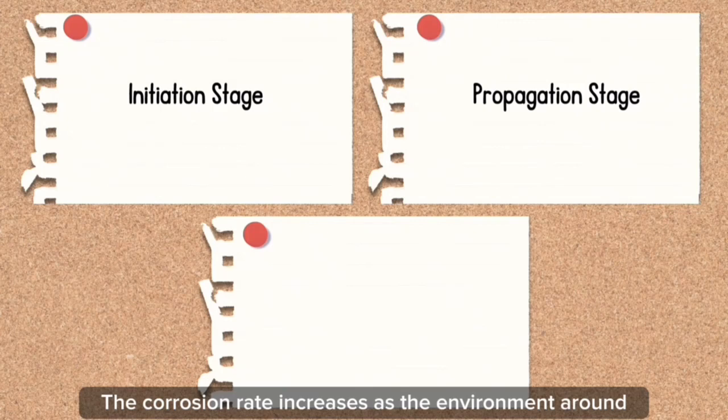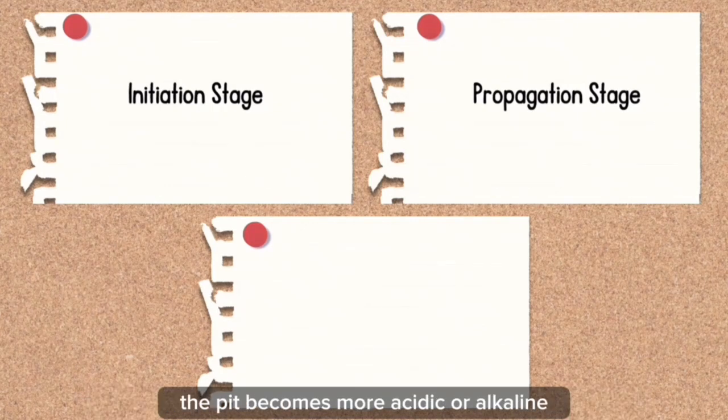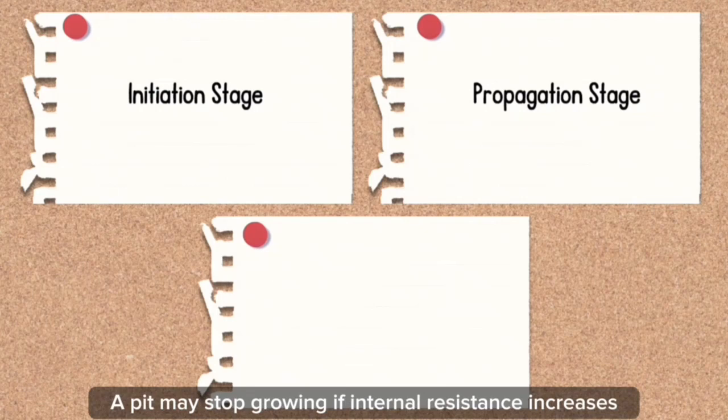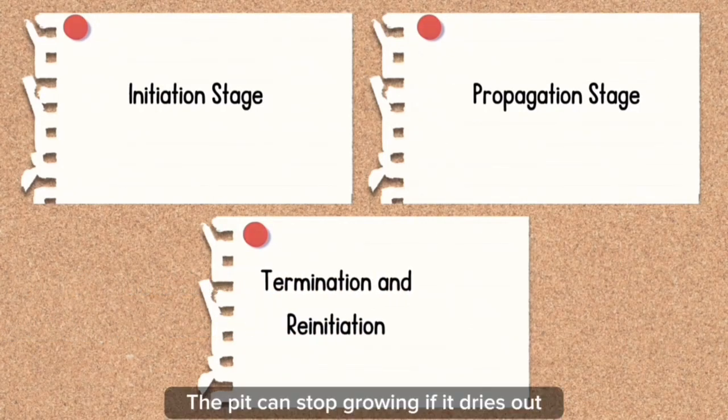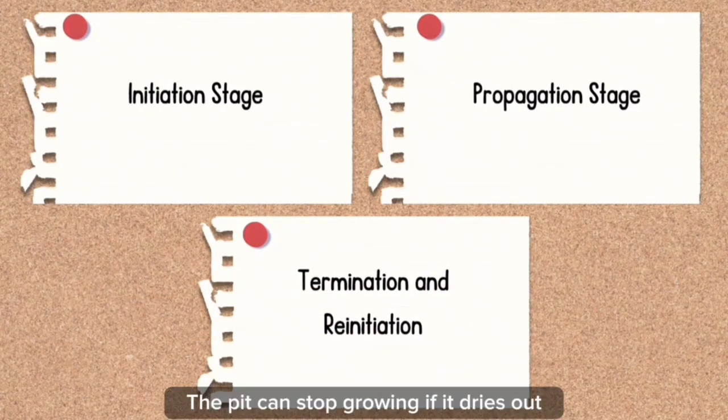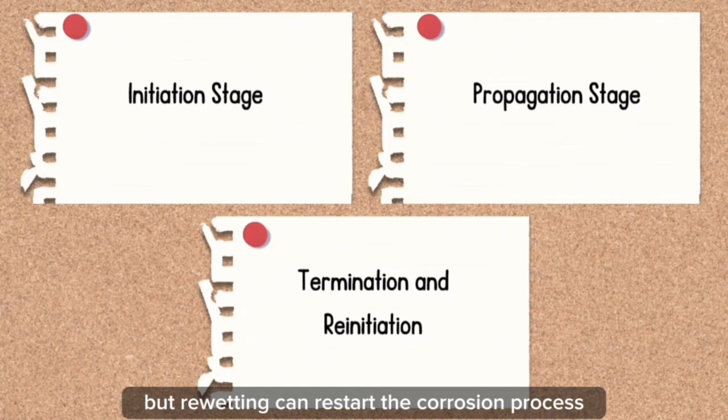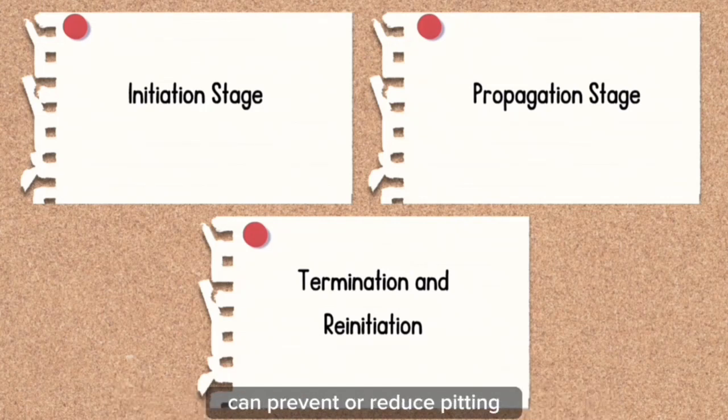The corrosion rate increases as the environment around the pit becomes more acidic or alkaline. A pit may stop growing if internal resistance increases, often due to corrosion product buildup. The pit can stop growing if it dries out, but re-wetting can restart the corrosion process. The movement of the liquid over the metal surface can prevent or reduce pitting.